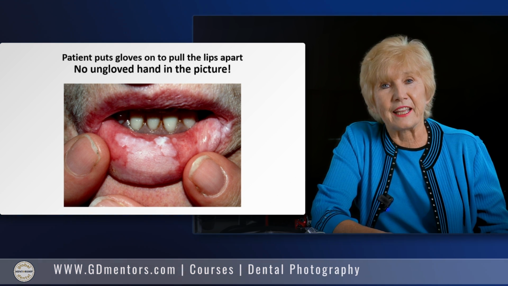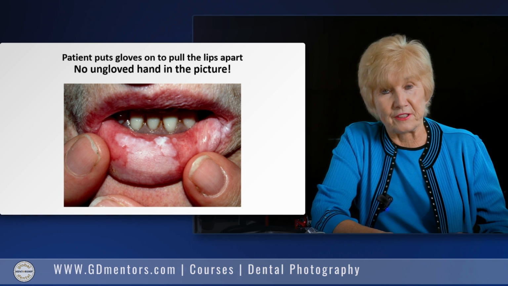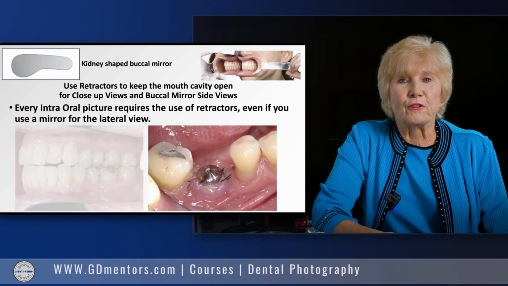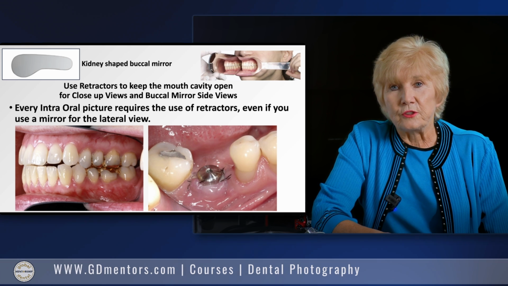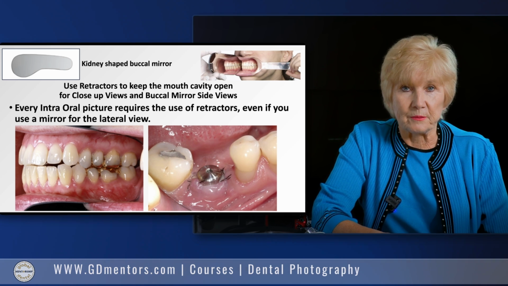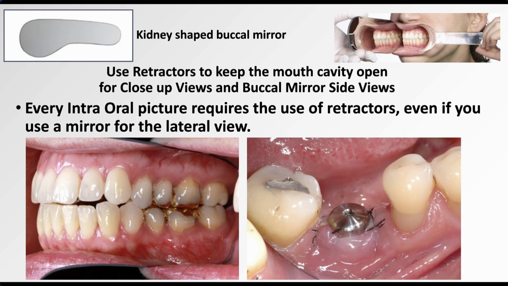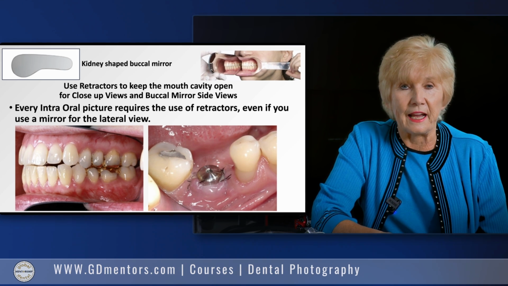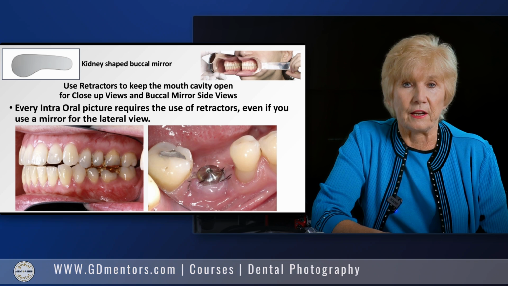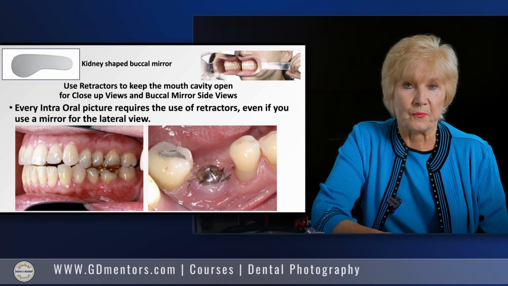Just tell them, I cannot show an ungloved hand near the mouth. For real close-ups or buccal shots, we use the kidney-shaped buccal mirror, and we use one retractor to keep the lip cavity open, and you need to place the heated mirror into the mouth and manipulate it so you see the exact image that you want to see on the mirror. We don't want any actual tooth in the photograph, only the mirror image.